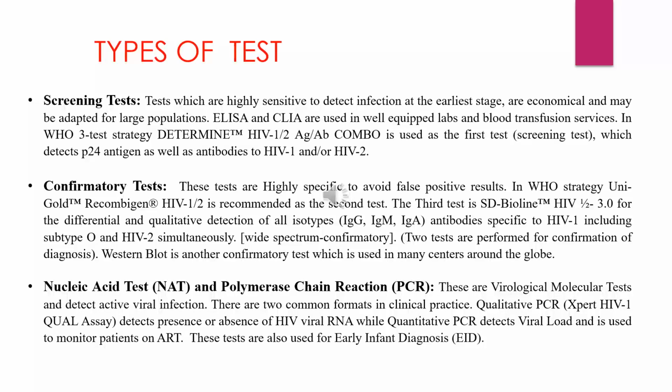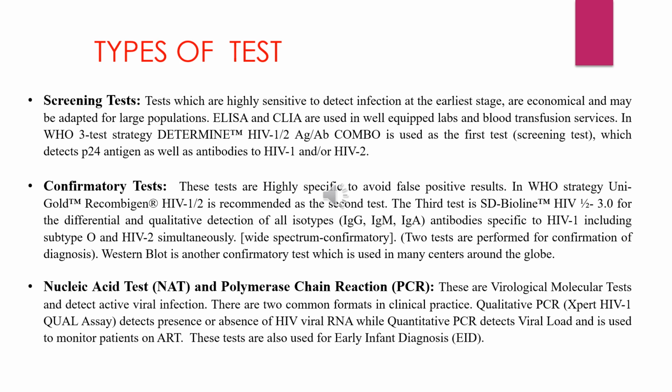Based on their utilization, we classify the tests into screening tests as well as confirmatory tests. Screening tests are highly sensitive and can detect the infection at its earliest stage. They are economical and may be adapted for large populations. ELISA and CLIA are used in well-equipped laboratories and blood transfusion services. But in the WHO 3-test strategy, we use the Abbott Determine HIV-1/2 antigen and antibody combo test. This is used as the first test or screening test, which detects P24 antigen as well as antibodies to HIV-1 and 2.